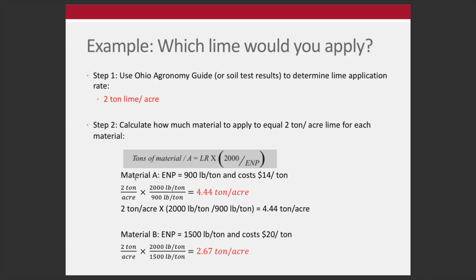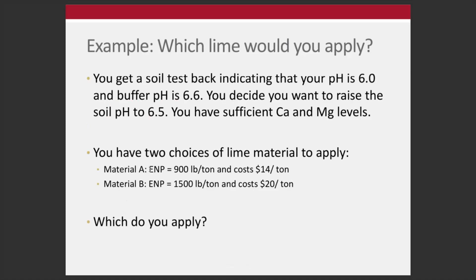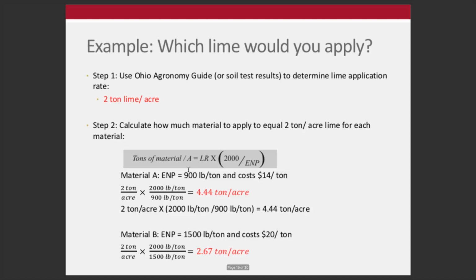So here's the equation for material A, and again we can go back and look: material A has an ENP of 900 pounds. So we just plug this in. Our liming rate, our LR, is 2 tons per acre. We multiply that by 2,000 pounds per ton divided by our ENP, which is 900 pounds per ton. The pounds per ton cancel, we do the math, and we get 4.4 tons per acre. So that's our liming rate for material A.